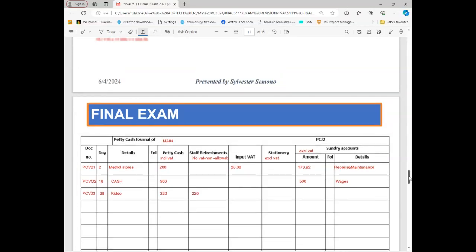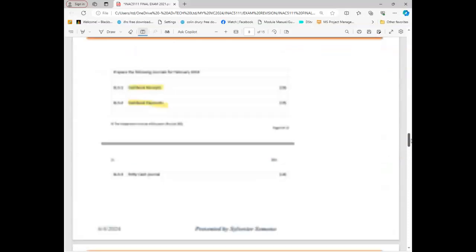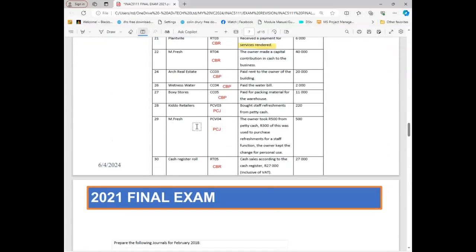Okay. From the 28th, where do we go? Let's see. From the 28th, we've got the 29th. Can you see here PCJ? M Fresh, PC04. Una took 500 from petty cash. 300 of this was used to buy refreshment for staff, and the owner kept the change for personal use. But all in all, it is 500. Can you see now? So we need to go and record this.